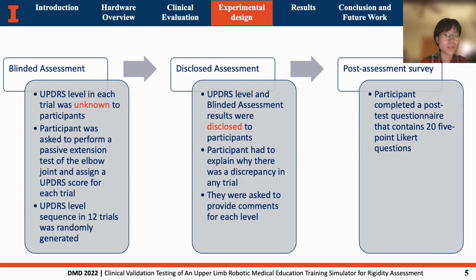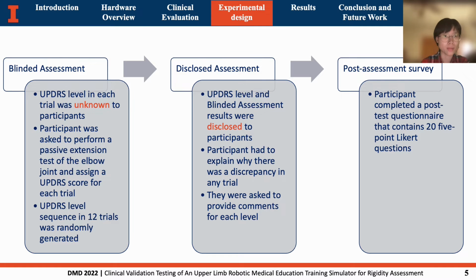The study involves 3 parts. First, the blinded assessment means that the UPDRS level was unknown to participants, and they were instructed to perform a passive extension test of the elbow joint and assign a UPDRS score for each trial based on their experience.